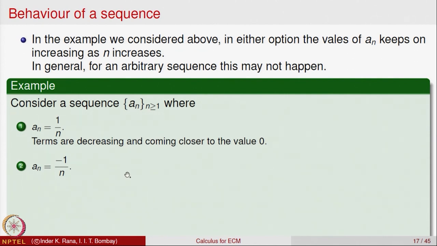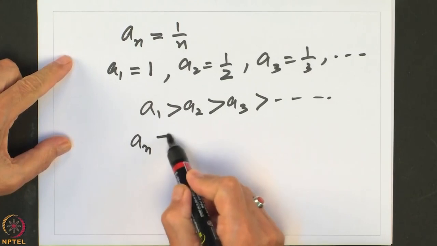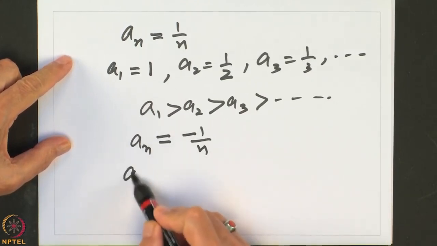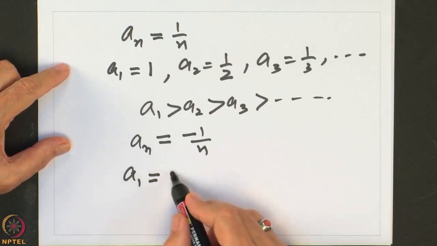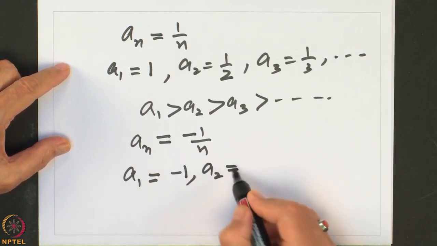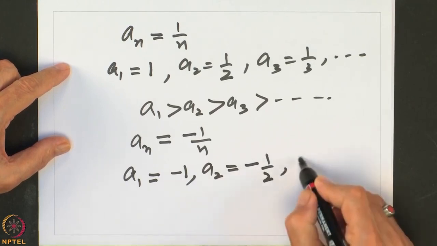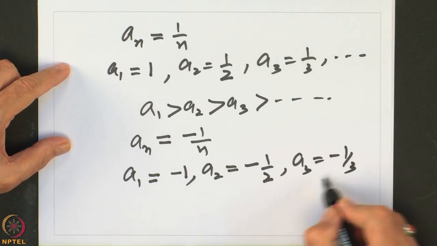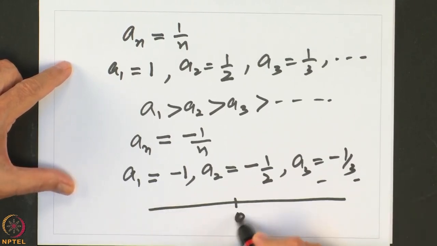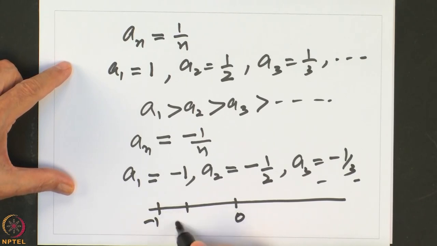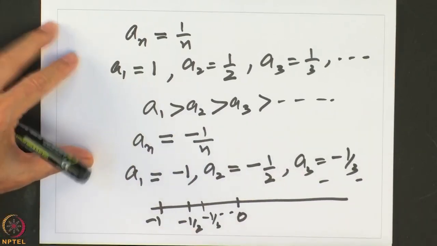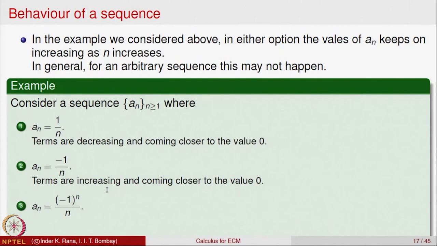Let us look at the sequence an equal to minus 1 over n. What will be the terms of the sequence? When an is equal to minus 1 by n, a1 will be equal to minus 1. a2 is minus 1 by 2. a3 is minus 1 by 3 and so on. If I try to plot it, here is 0, here is minus 1, here is minus 1 by 2, here is minus 1 by 3 and so on. It is quite clear that the sequence is an increasing sequence. As you move, the values are increasing and coming closer to 0.